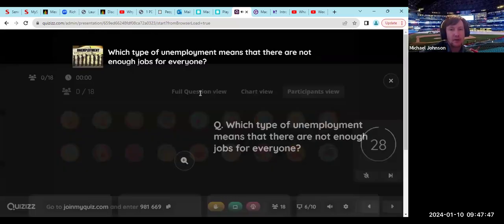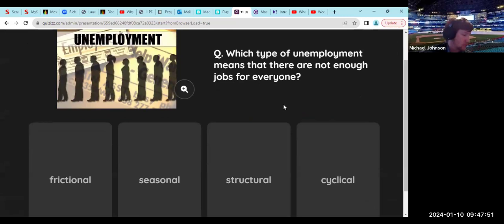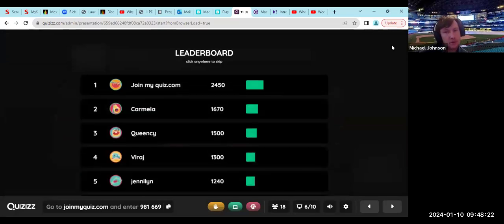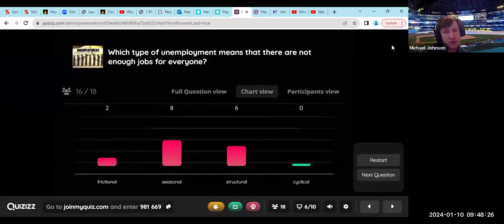Which type of unemployment means that there are not enough jobs for everyone? So, cyclical, because cyclical unemployment is recessionary unemployment. Cyclical unemployment is recession unemployment. So the economy shrinks and there are fewer jobs.